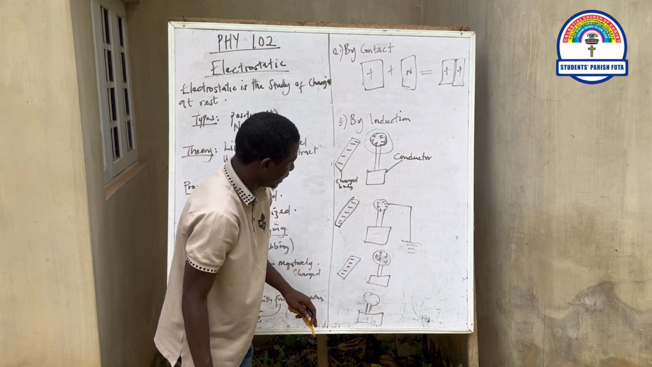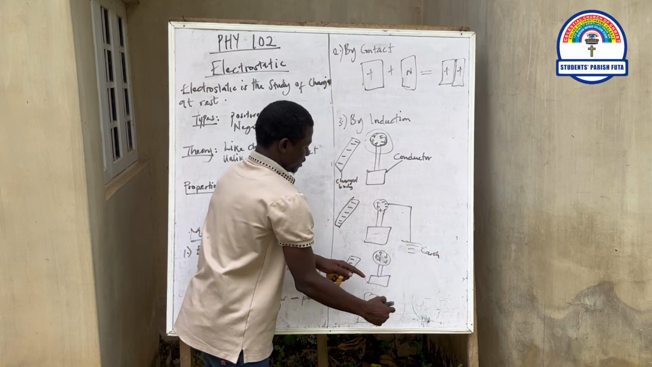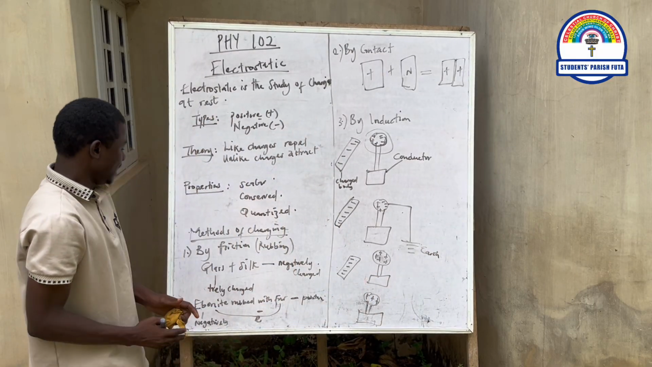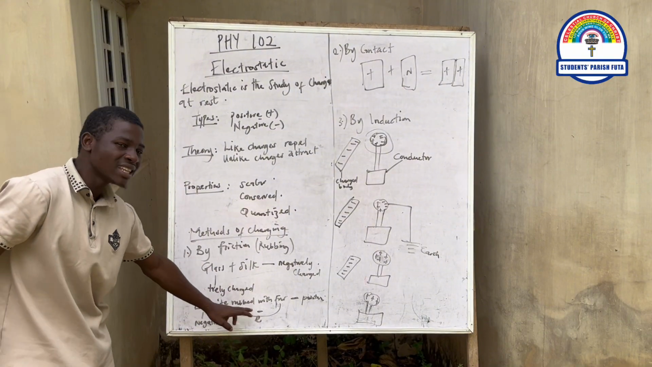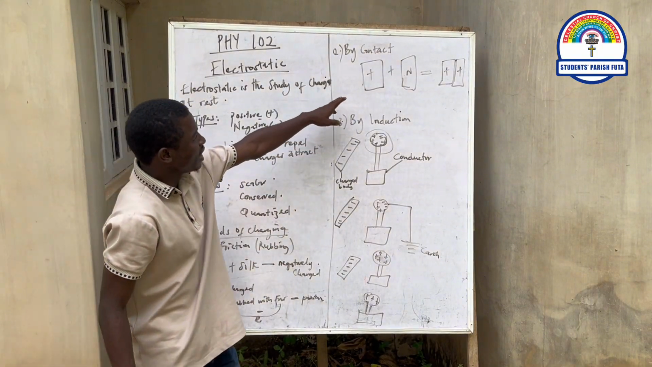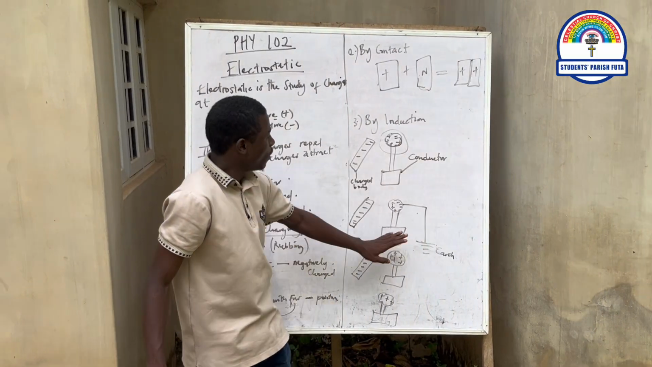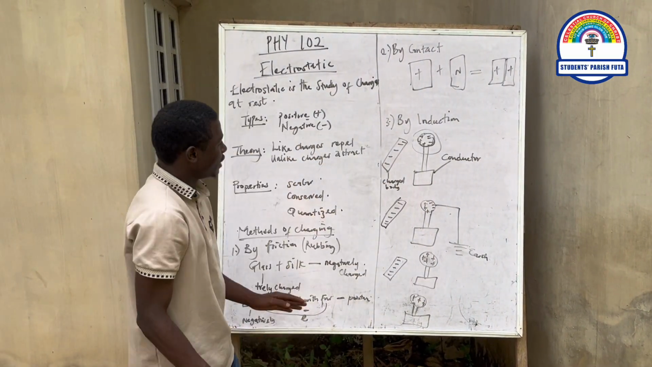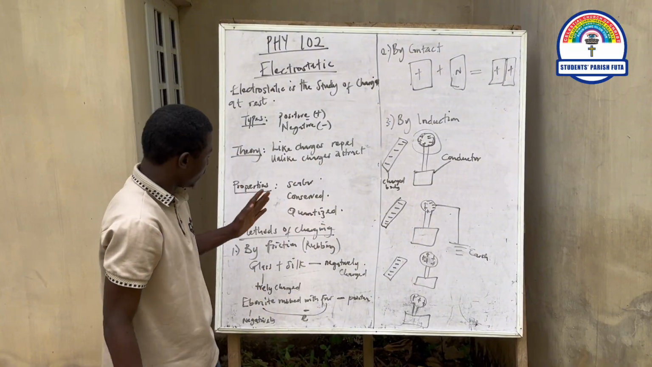Then after removing the head, this is the head. Then you take away the conductor. Then this becomes positively charged. Now, in summary, in this, it transfers electron to it. So you're having opposite charge now. In this, you're having same charge by contact, while in this, you're having opposite charge. Do you understand? So that's charging by friction, by contact, and by induction.